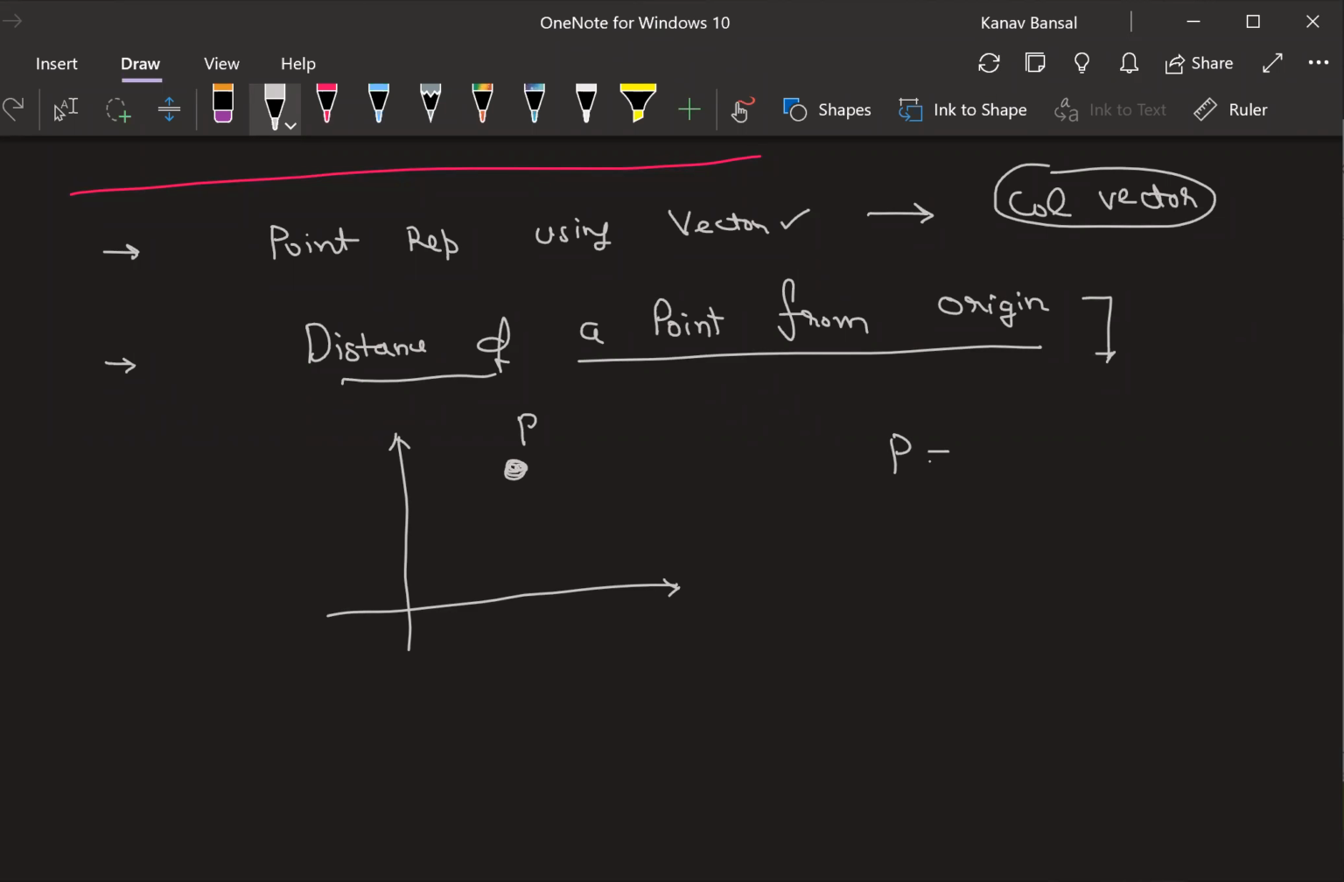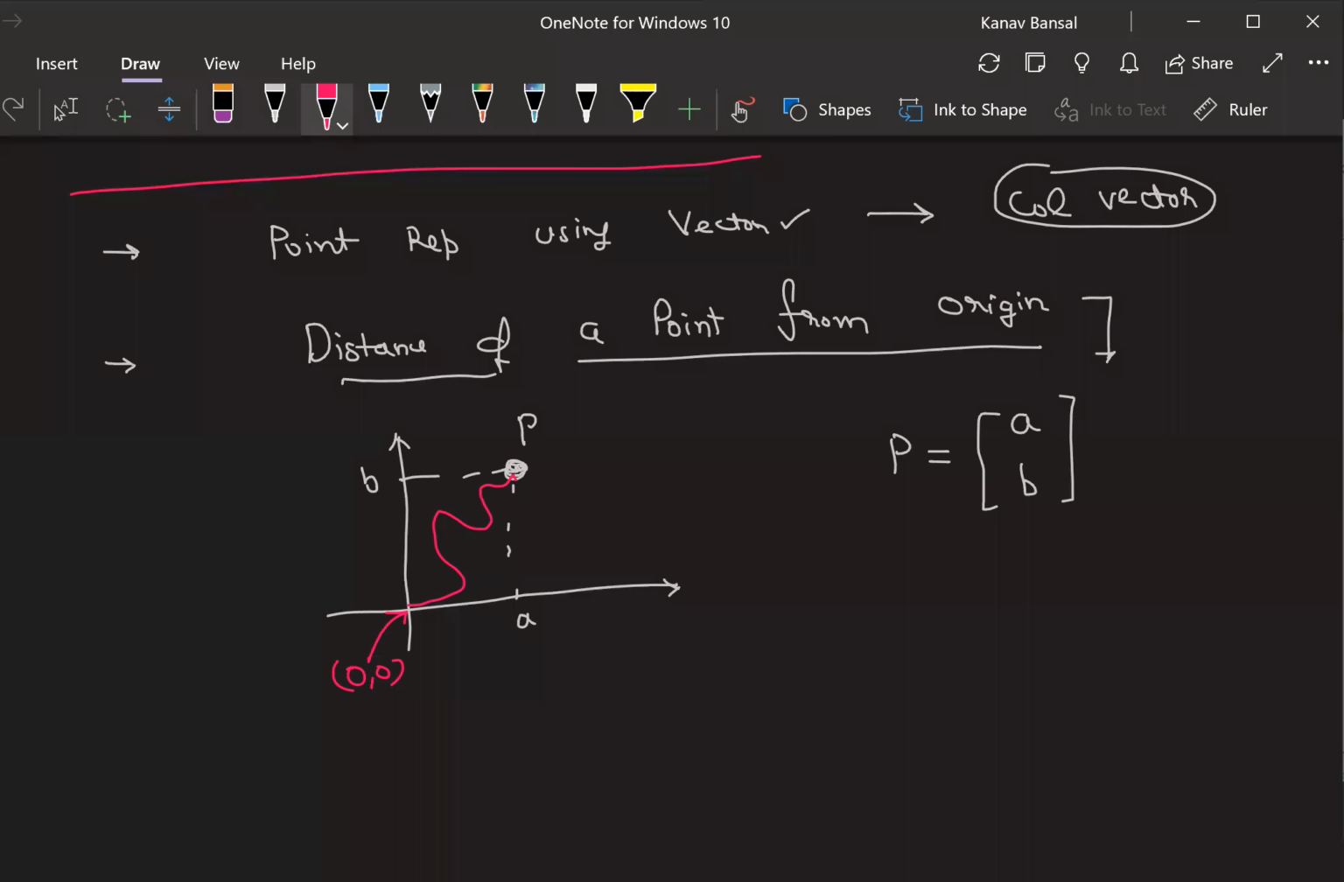Let's say P is nothing but A on this axis and B on this axis, right? We want to calculate the distance of the origin (0, 0) from this P. Now, can anyone tell me, is this the distance? Yes or no?